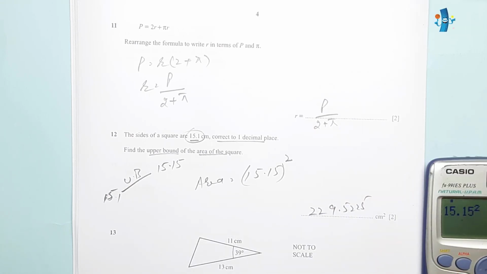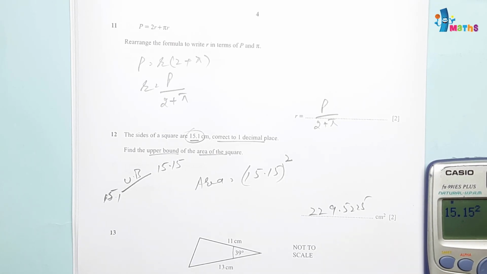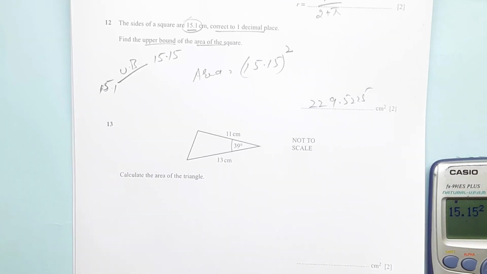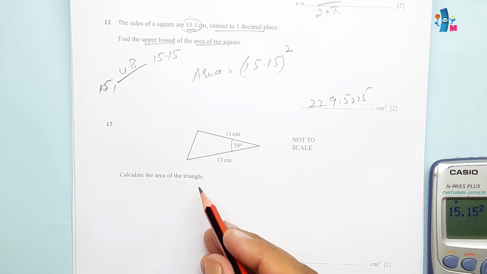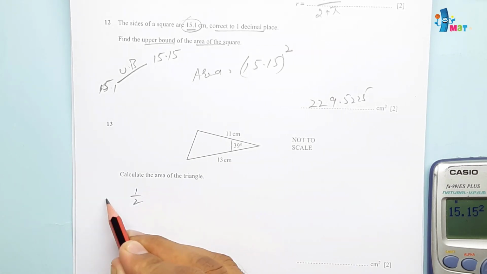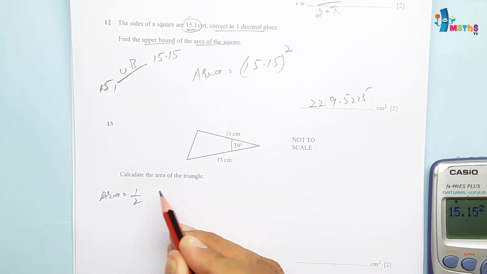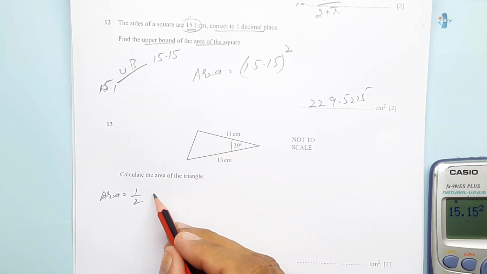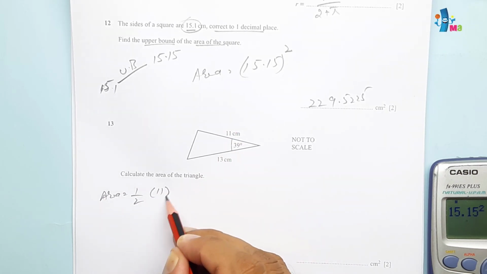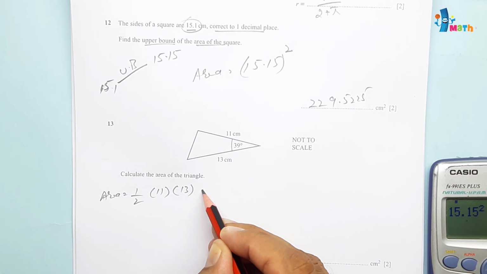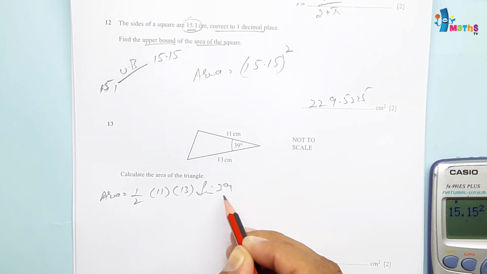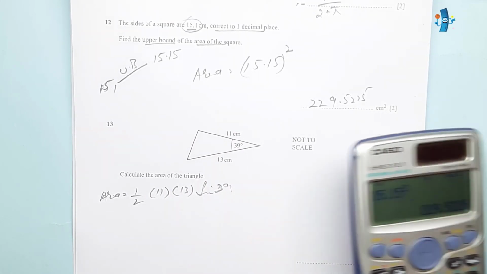Now question number 13. Calculate the area of the triangle. So we can use basically the sine rule for area. Area will be equal to 1 by 2 ab sine C. So 11 multiplied by 13, and sine of 39 degrees, and we can calculate.